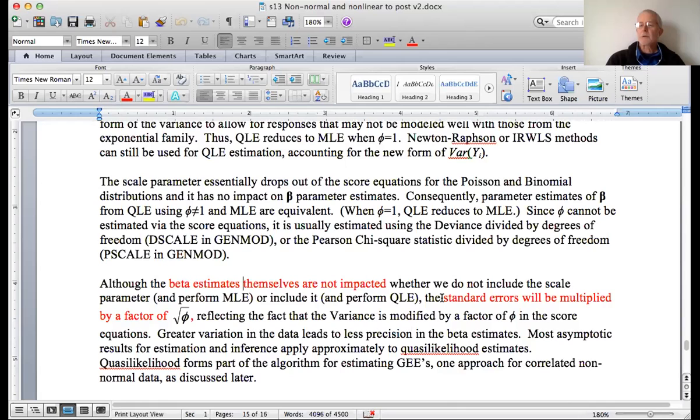And this makes intuitive sense, right? Because if you've got more variable data, then your estimates should be more variable, so you need wider standard errors. So the intuition works okay. Okay, any questions here?